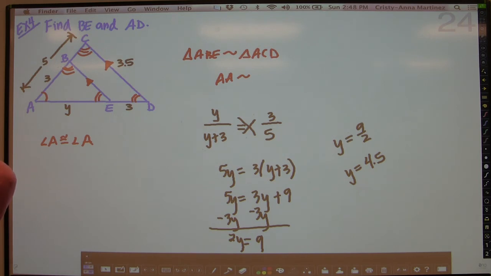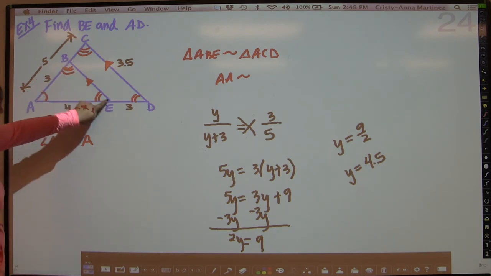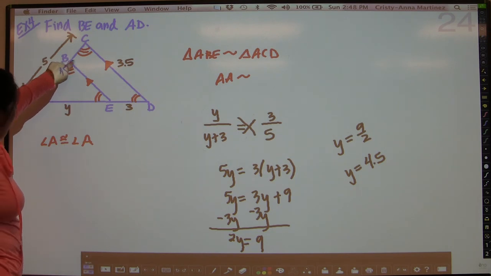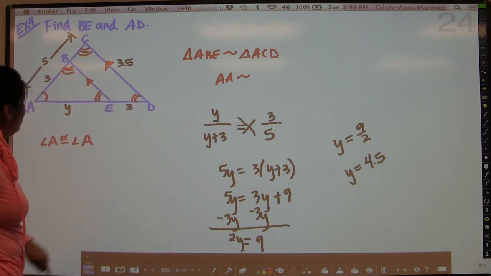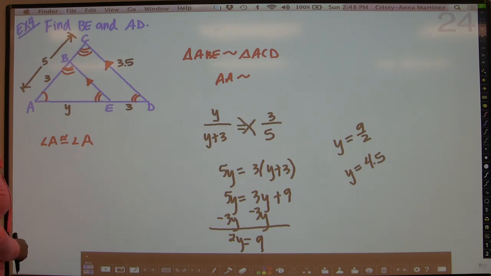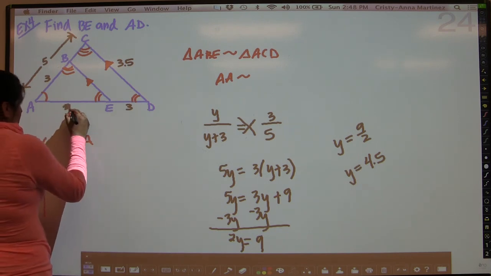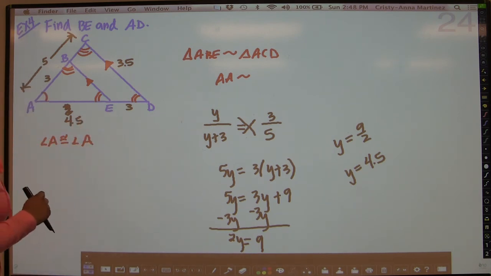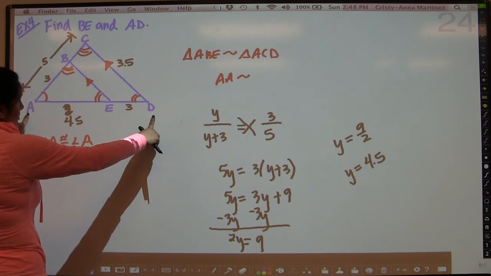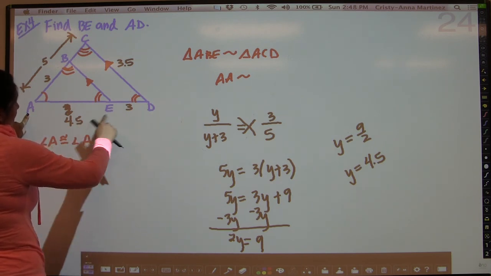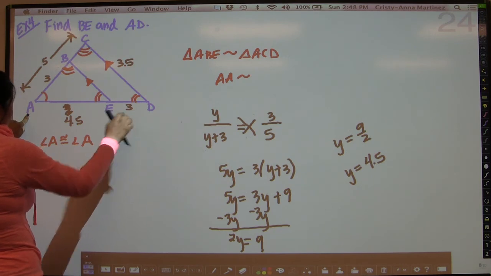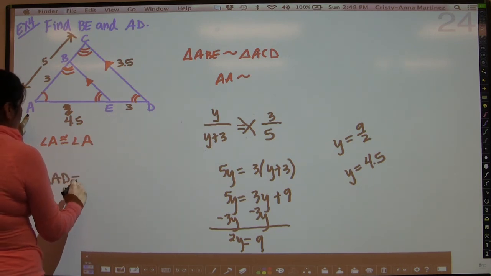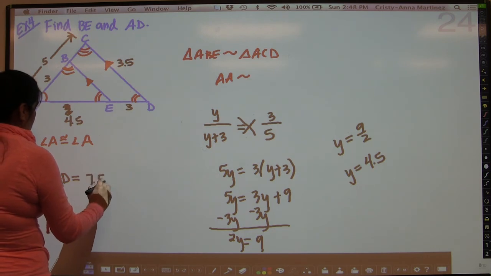Alrighty? And that's all they wanted us to do in online. They didn't want us to just find y. It says to find BE. So BE is this segment here, and CD is 3.5, okay? So we know that y is 4.5, so this is now 4.5. And AD, where's AD? So to find AD, that's going to be simple because it's basically y plus 3. So 4.5 plus 3 is 7.5. So AD equals 7.5.